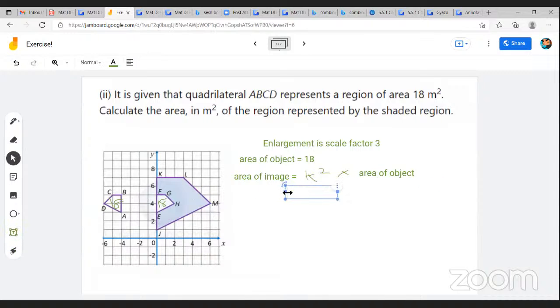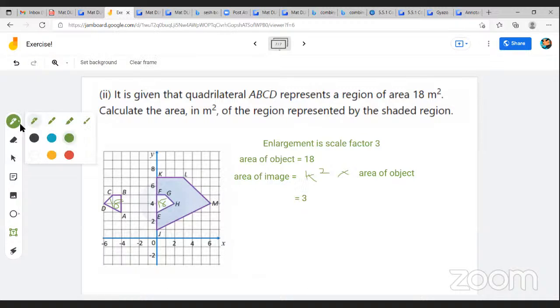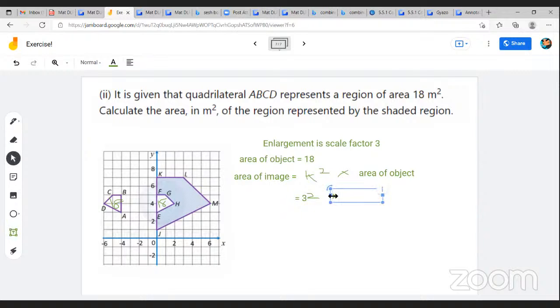Area of image is equal to k squared times area of object, which will be 3 squared times area of object. The area of object is 18. So 3 squared times 18, we get 9 times 18, which is 162.